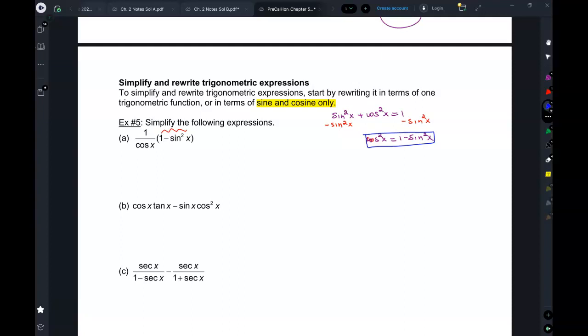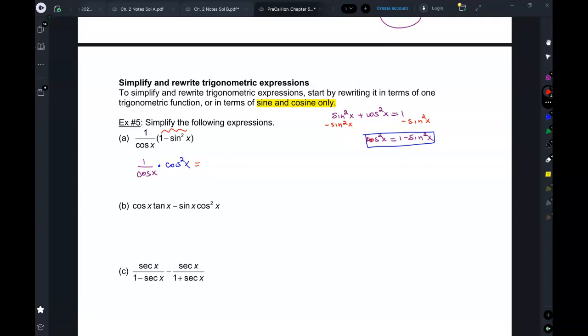So I already have the 1 over cosine x, that didn't change, times cosine squared x from that box. Yeah, that's correct. So I use the Pythagorean identity.